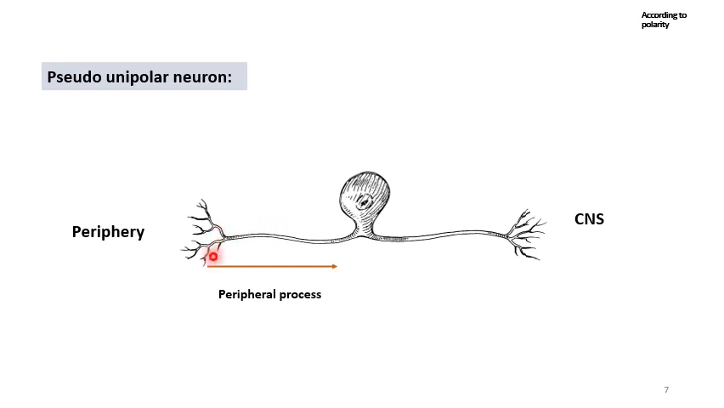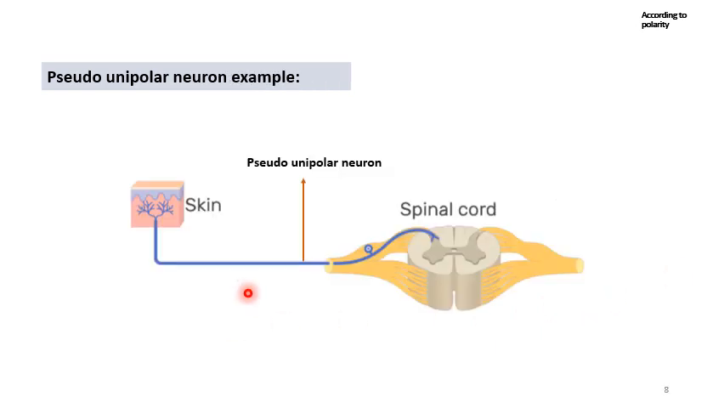The part which conveys signal from the periphery to the cell body is the peripheral process, and the process which conveys that signal from the cell body to the CNS is the central process. Pseudo-unipolar neurons are present in the dorsal root ganglia. This is the spinal cord and this is the dorsal root. These are sensory type neurons. This is the peripheral process which conveys the sensation from the skin towards the cell body, and this is the central process which conveys that signal from the cell body to the central nervous system. Here it is the spinal cord.